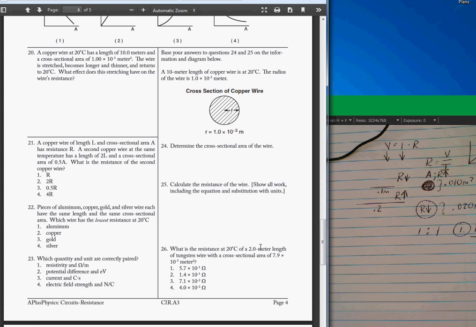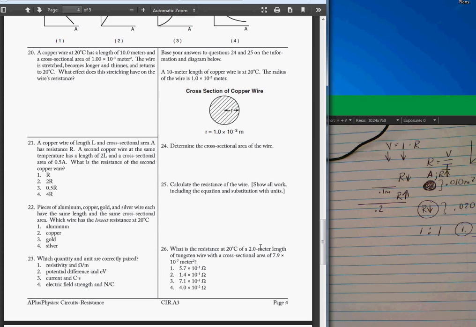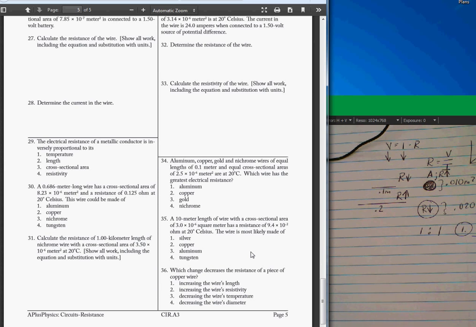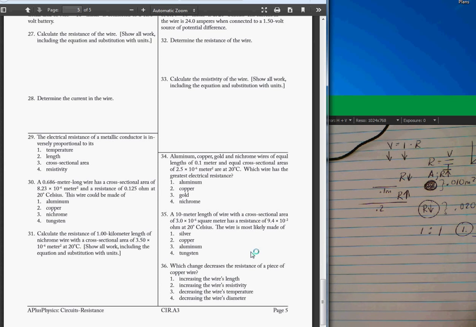Okay, question number 22. Pieces of aluminum, copper, gold, and silver wire each have the same length and the same cross-sectional area. Which wire has the lowest resistance at 20 degrees Celsius? That's just going to be copper. So make sure that you know what types of wires are going to produce the least amount of resistance. Question number 36. Which change decreases the resistance of a piece of copper wire? Of course, decreasing the wire's temperature is going to end up decreasing the resistance.